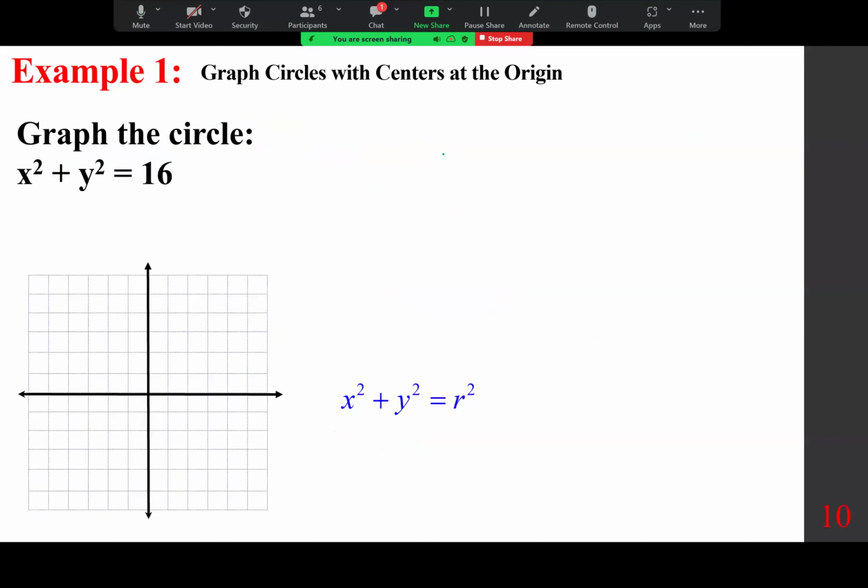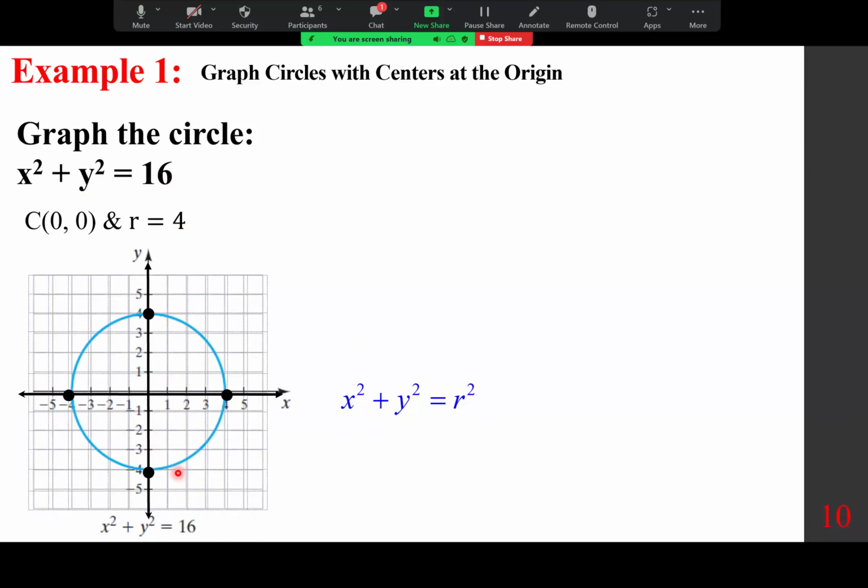All right, graph the circle x squared plus y squared equals 16. So we have x squared plus y squared equals r squared centered at 0, 0, and the radius is the square root of 16, or 4. So we have the center. And then because the radius is 4, we have 4 points: 4, 0; negative 4, 0; 0, 4; 0, negative 4. So these are the 4 points, and that's a circle, and you're done.